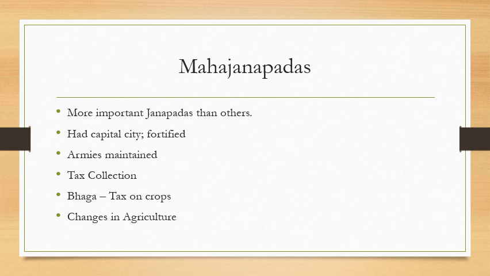There were various changes in agriculture. For example, now there was a growing use of iron plowshares against the wooden ones, and transplantation of paddy began during this period. The slave men and women, who were known as dasas and dasis, and the landless agricultural laborers, who were known as kamakars, were made to do agricultural plantation work in this period.